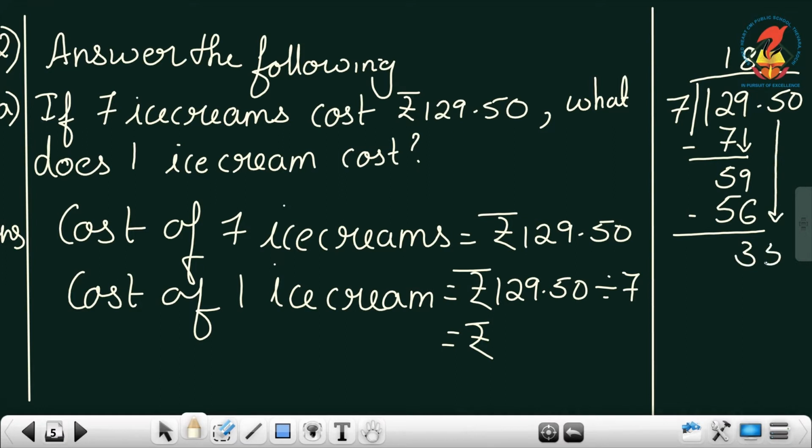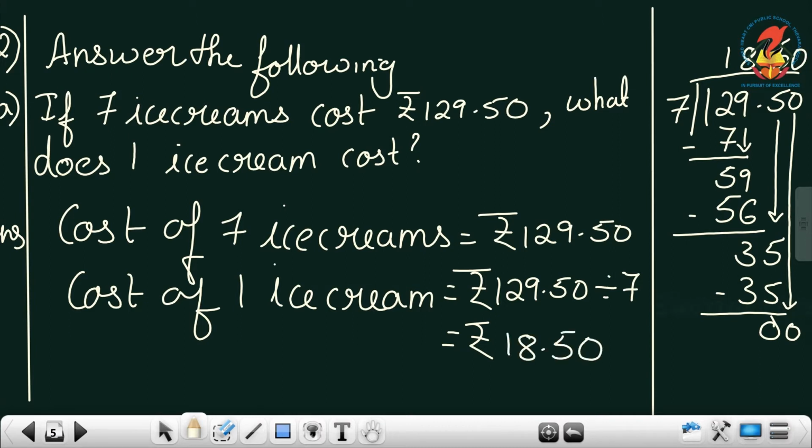Bring down 5. Before writing the next quotient, don't forget to put the decimal point straight on top. Now, 7th table, where you get 35? Yes, 7 5s are 35. When you minus, you get 0. Bring down the next 0. 0 is smaller than 7, so immediately put 0. So, what is the cost of 1 ice cream? Rupees 18.50.